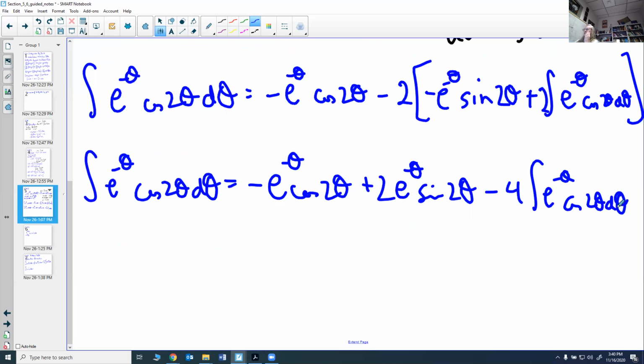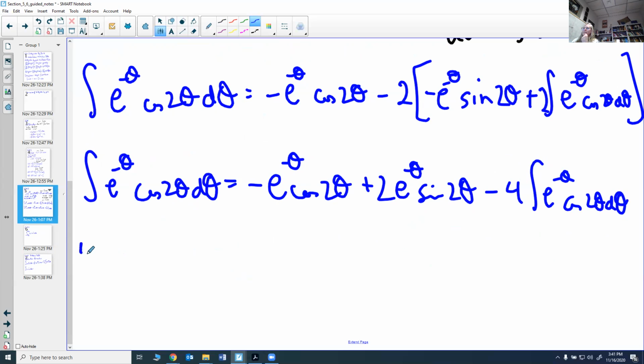Well, we're not done. We still have this integral. We can't get rid of the integral, and so you think, well, maybe I'll just try it again. But I noticed that I have the integral of e to the minus theta cosine 2 theta d theta on the right-hand side of the equation. I also have it on the left-hand side of the equation. So I could do some algebra here. I could add 4 times the integral of e to the minus theta cosine of 2 theta d theta to both sides.